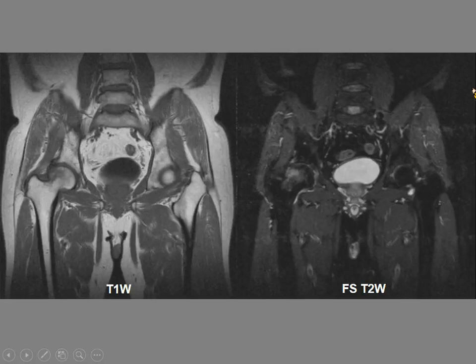In many other cases, however, the presence of marrow edema doesn't tell you what the underlying cause is. In this patient with pain in the right hip, for example, you can see that there is edema in the femoral head, but this is really fairly non-specific. This can be due to trauma, it can be due to early AVN, it can even be due to tumors such as an osteoma. And in this case, it was due to a patient with bone marrow edema syndrome.